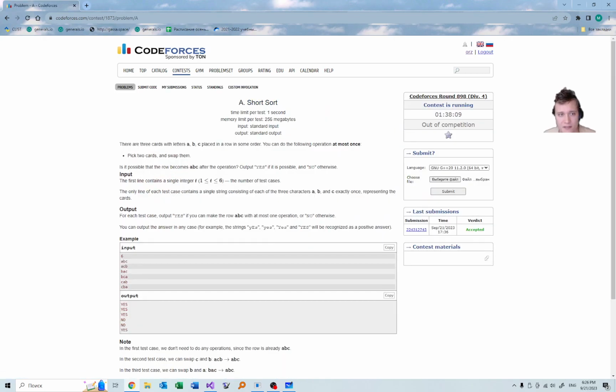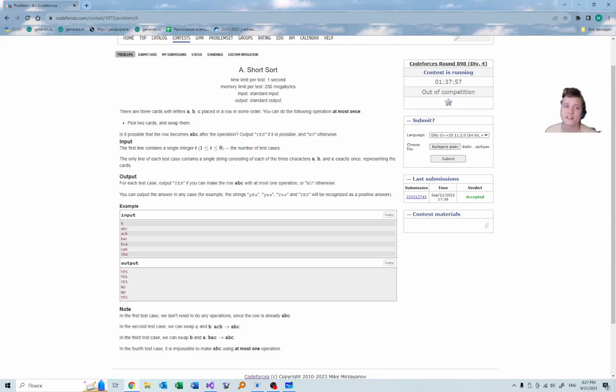Okay, let me explain the solutions. There are 3 cards with letters A, B, and C in some order. You pick 2 cards and swap them. Is it possible that the row becomes A, B, C after the operation? So what it is said is you have a permutation of 3 letters, and you're asked if it is possible to make at most 1 transposition and make ABC.